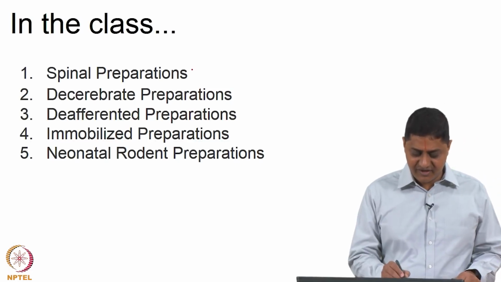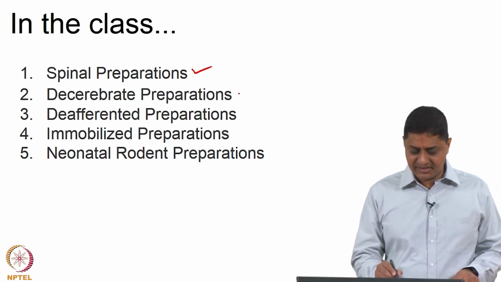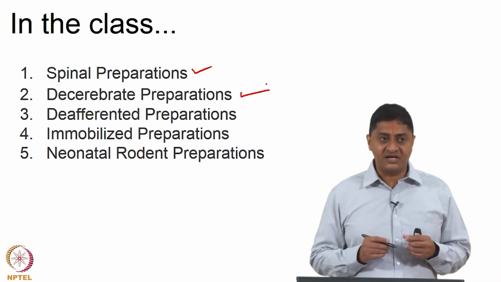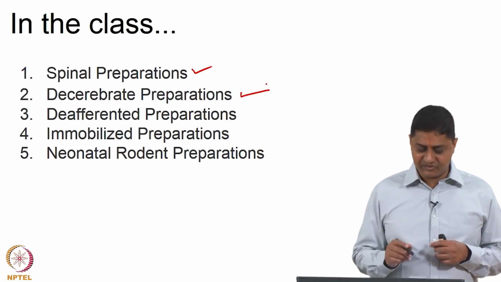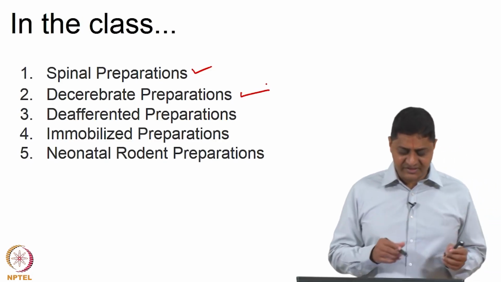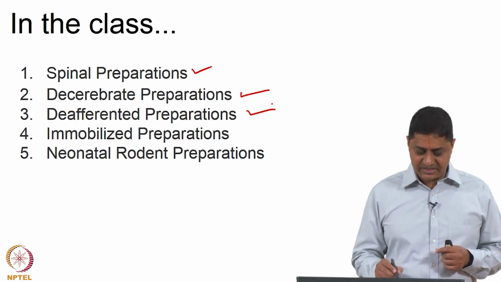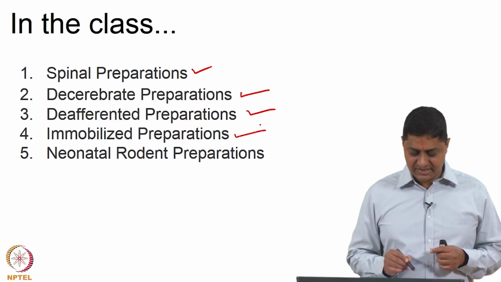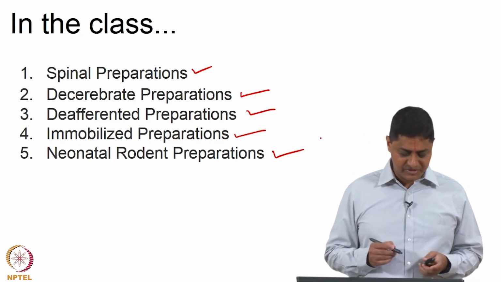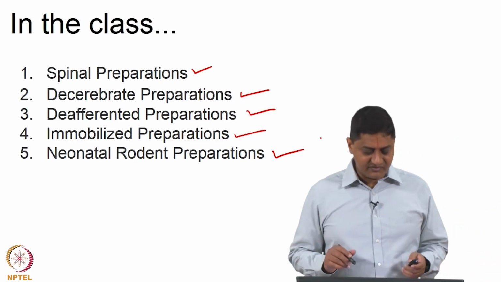First is the case of spinal preparation, and there is a case where the transection is happening above the level of the spinal cord. This is called a decerebrate preparation. We discussed this briefly in a previous class, we will discuss it in some detail in today's class. And deafferented preparations, immobilized preparations, the other one that is popular these days is the neonatal rodent preparations. Neonatal means a baby. We will continue to discuss this.